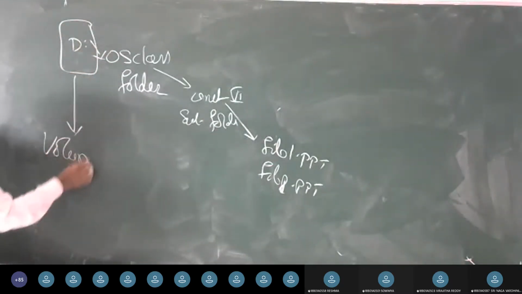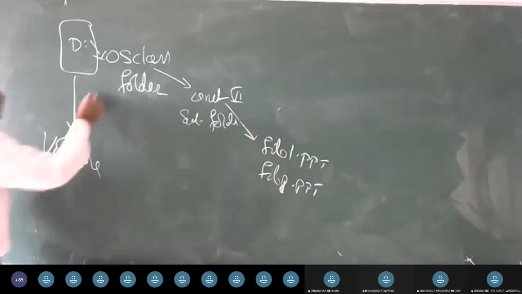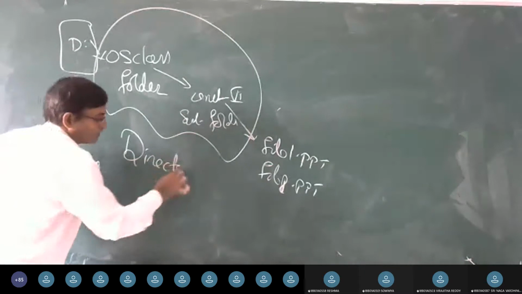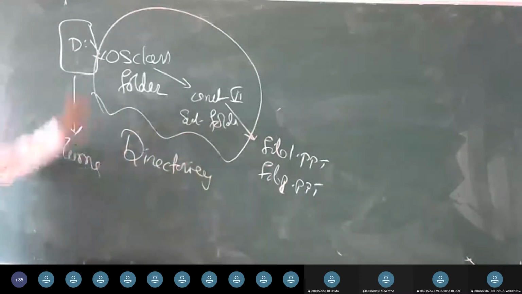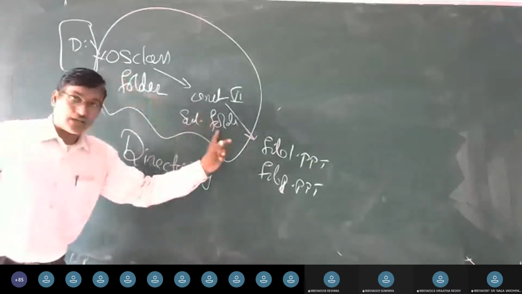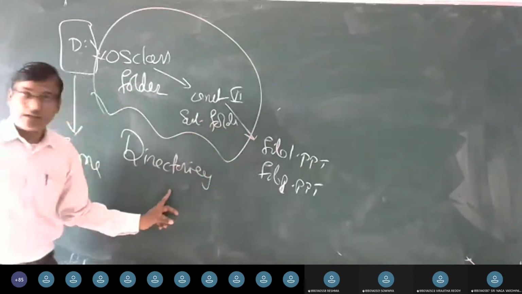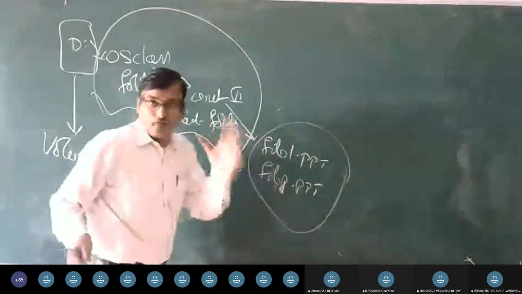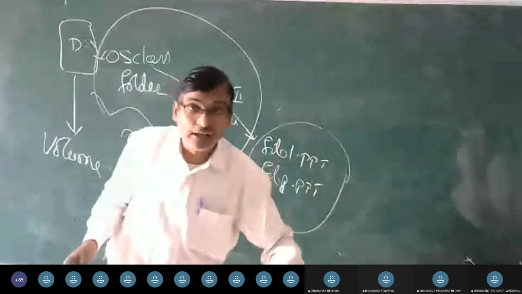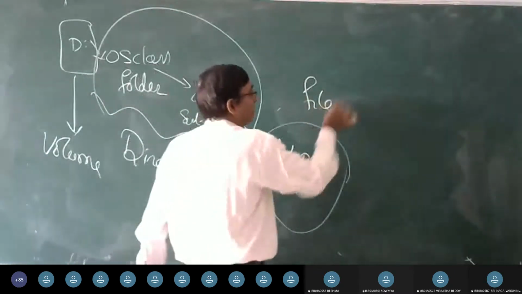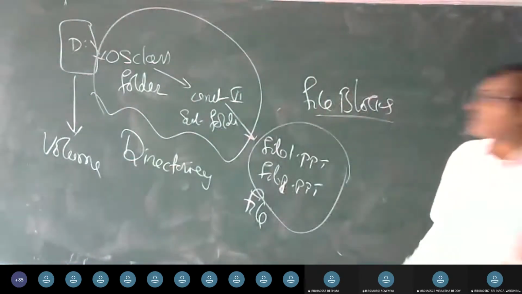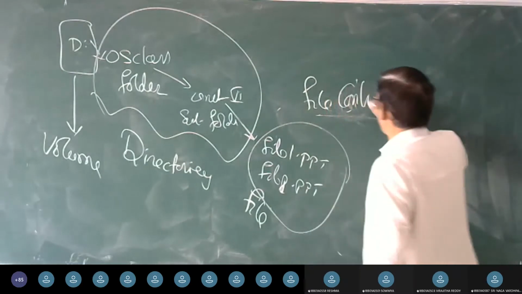So first, the disk: this is called a volume. The D drive, C drive, etc. we are going to call volumes. Folders and subfolders, we are going to call directories. The PPT or PDF files or Java or C files, we are going to call files. How are these files represented? They are going to be represented with file control blocks.